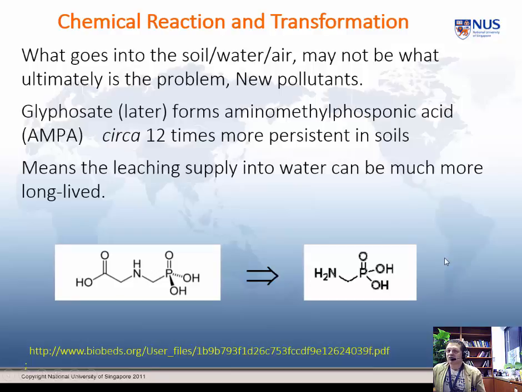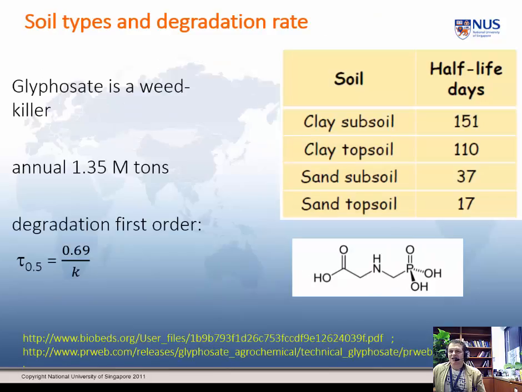AMPA is more than an order of magnitude more persistent than the original glyphosate. So that means that when you've got leaching of this stuff, because both of these are reasonably polar molecules, into water bodies or aquifers, then actually it leaches for much longer than it would otherwise do.